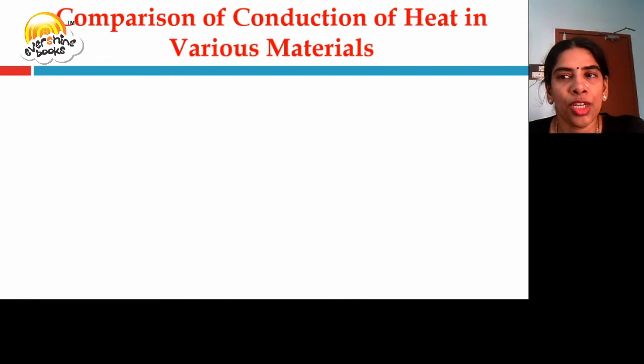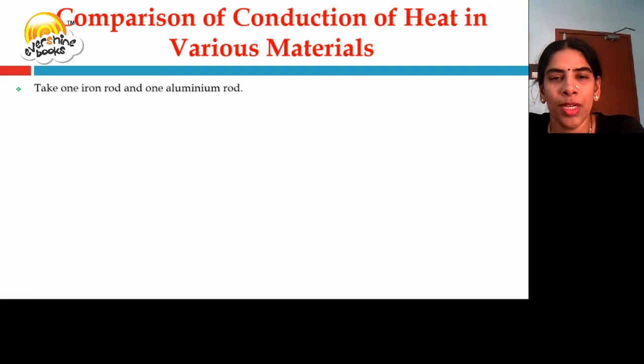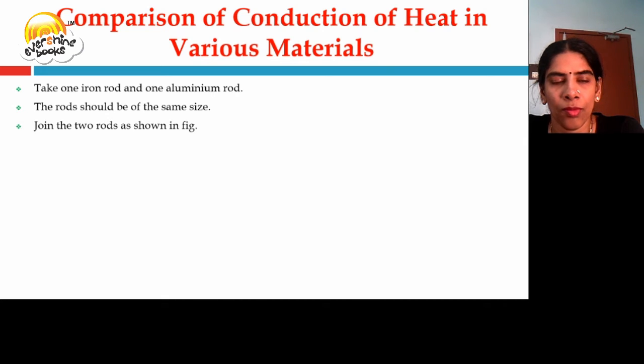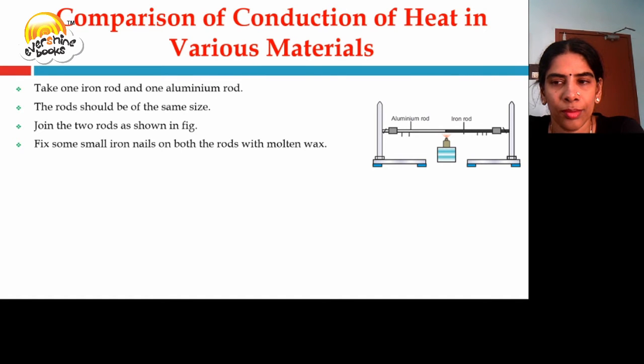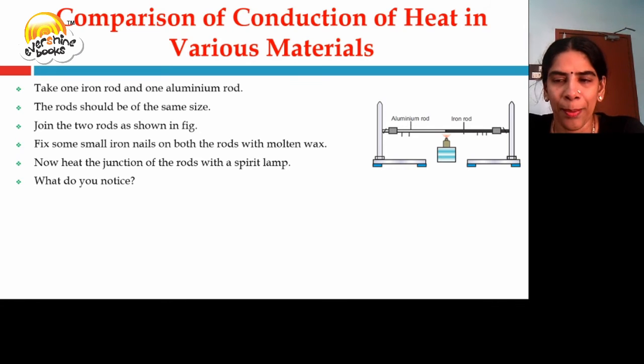Let us now compare the conduction of heat in various materials. Let us take one iron rod and one aluminium rod. The rods should be of the same size. Join the two rods as shown in the figure. Fix some small nails on both the rods with molten wax. Now heat the junction of the rods with a spirit lamp. What do you notice? What do you think will happen?